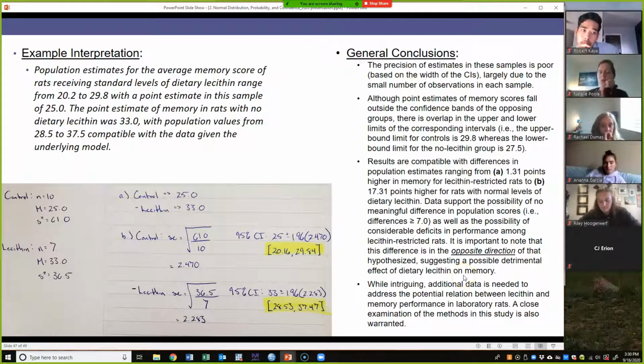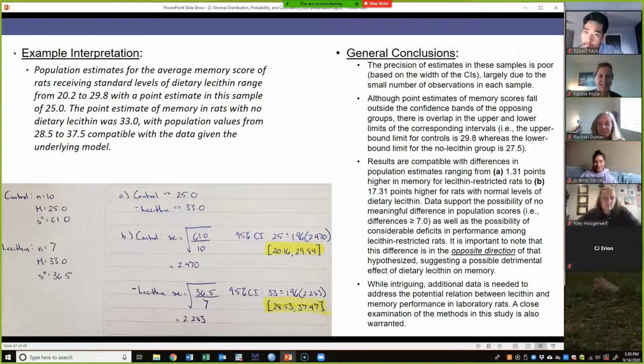Okay, so quick with this example, Rachel, what are my populations that I'm referring to here, or what are my target populations? Rats receiving the standard diet and rats who don't receive the standard diet. Right. And so is this a real population or a hypothetical population? I think it's a hypothetical population. Which one's the hypothetical population? The one where you're taking away the lecithin, yeah.